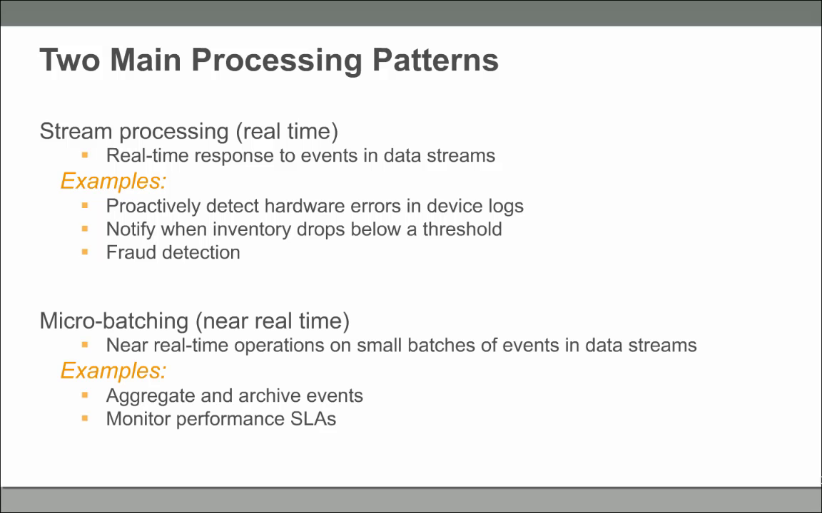Another major processing pattern is microbatching. Microbatching provides very near to real time and for many use cases is indistinguishable from actual streaming real-time processing. The idea behind microbatching is similar to regular batch processing, except that the batches are significantly smaller and are loaded significantly faster. When we dive into our demo later, we'll see an actual implementation of microbatch processing.